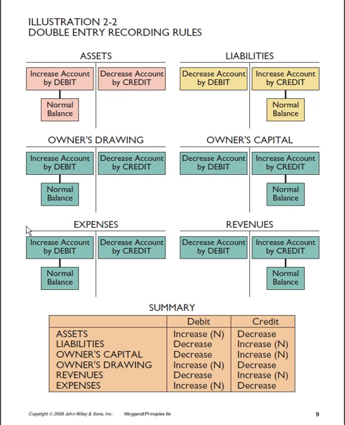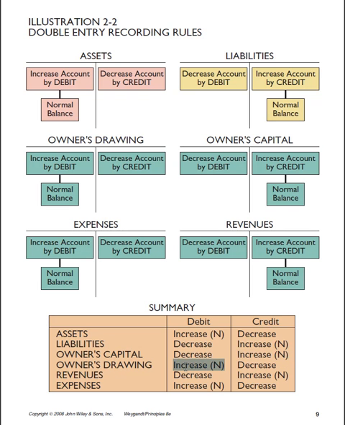Memorize this. This is the cornerstone of every single chapter that we go over for the rest of the class. Here's a summary. If I do want you to memorize something, it's going to be this. So assets, if we debit an asset, we increase it. If we credit an asset, we decrease it. Normal balance is an increase. Liabilities is the opposite, like we said up here. The debit, we're going to decrease it. A credit, we're going to increase it. And the increase is the normal balance, as we see over here for owner's capital.